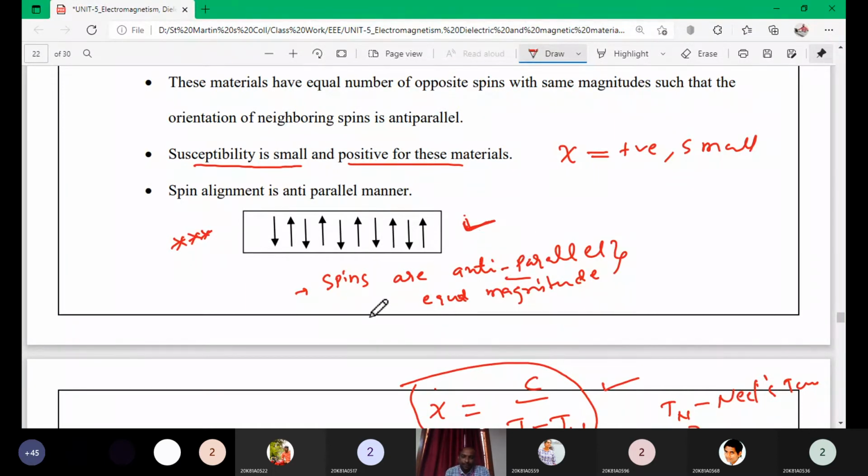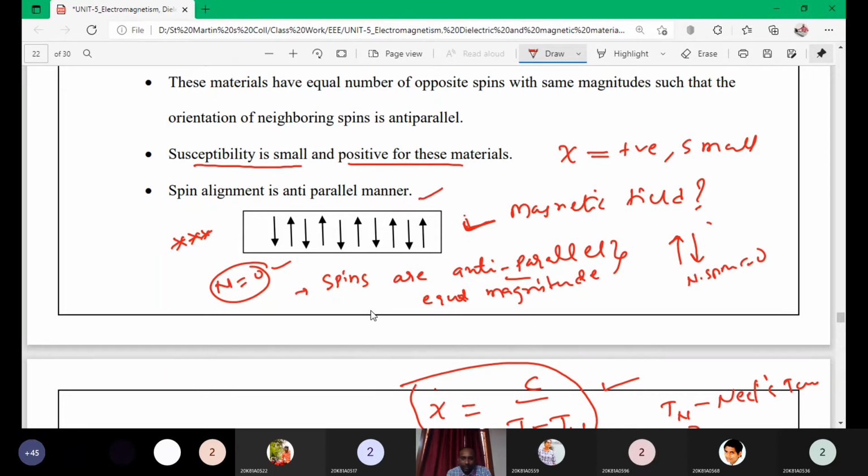So here, see, spins are equal and opposite, so net spin should be zero. So how are they having a magnetic field? Please answer this one. Earlier we have studied that if spins are anti-parallel, equal and opposite, the net spin is zero, right? But how does this antiferromagnetic material have a magnetic field? Please answer this, anybody, if you understand the question.